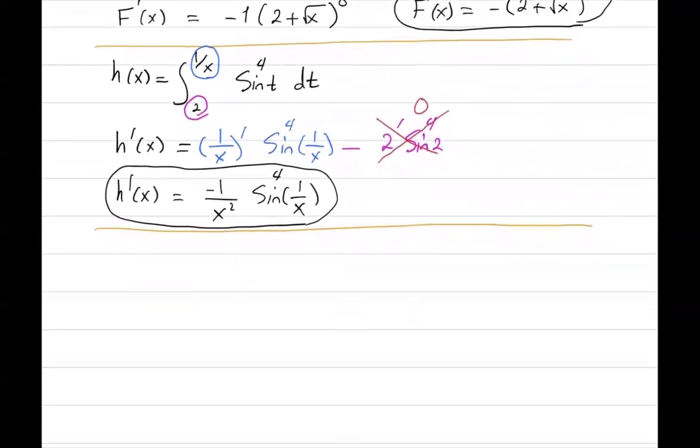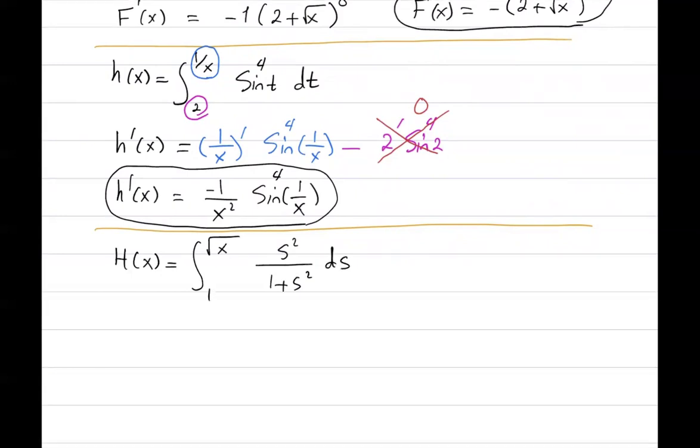Next function. Suppose you have another function like h of x, which is the integral where the lower bound is 1 and the upper bound is square root of x, of s squared divided by 1 plus s squared ds. So we're using a new variable, absolutely fine.